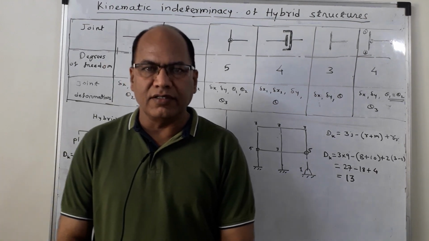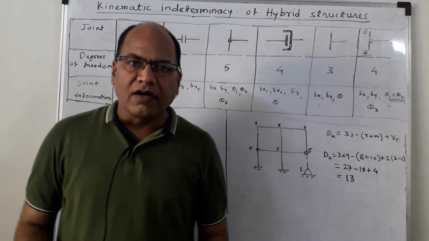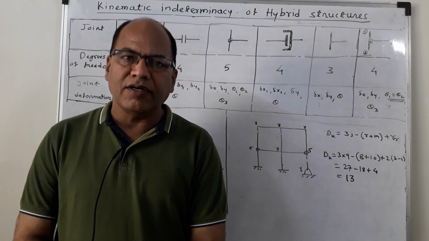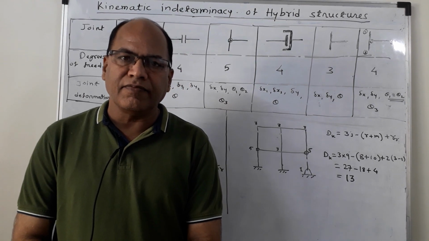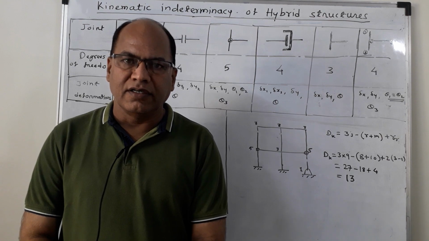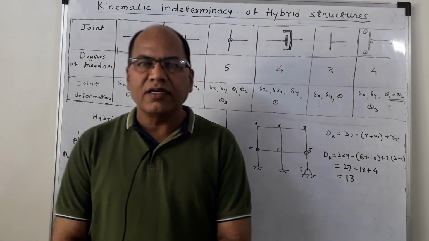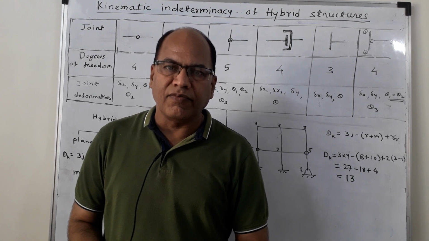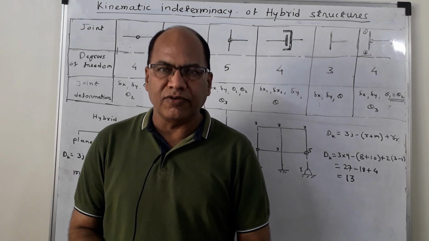Now we know that hybrid structures are the structures in which along with the rigid joints some joints are other types of joints. We also know that the kinematic indeterminacy is nothing but the total degrees of freedom for the given structure. So as such, in order to get the kinematic indeterminacy, we should know the degrees of freedom for these different types of joints.